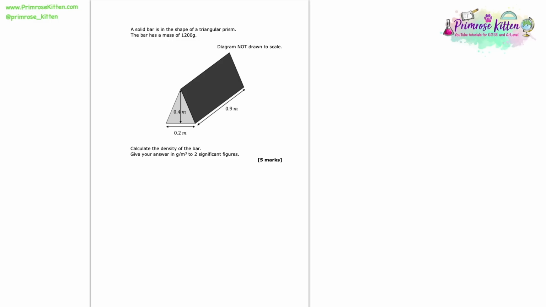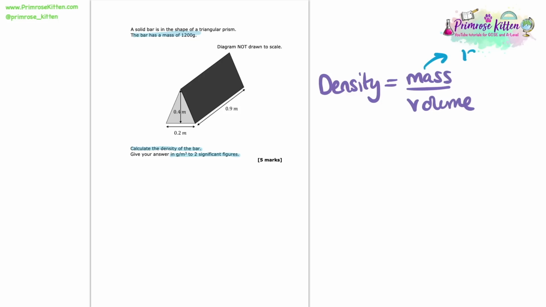A solid bar is in the shape of a triangular prism. The bar has a mass of 1,200 grams. And we're asked to calculate the density of the bar to two significant figures. Now let's remind ourselves of the equation for density. Density is equal to mass divided by volume. Now, in this particular question, we know the mass. We're told that it's 1,200 grams, and that's in the units we want because we need density in grams per meters cubed. But we don't yet know the volume.